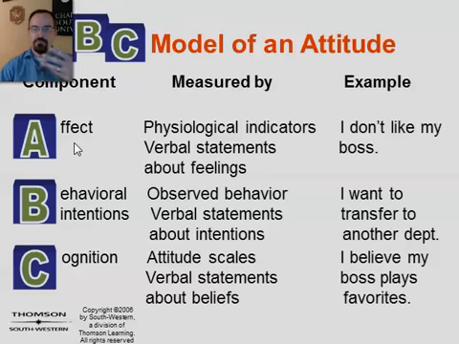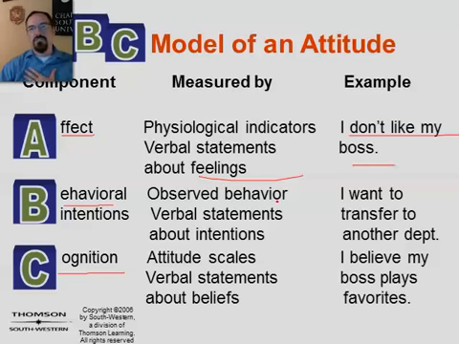Attitude comes in three different places. That's affect, behavior, and cognition. An affect is things like how you feel. I don't like my boss, for example, that would be affect. Behavior is what you do, okay? And so if, because of that, you want to transfer to another department, that's a behavior. And then cognition deals with how you're thinking, so attitude scales, or so I believe that my boss plays favorites, or something along those lines. That would be the cognition behind the feeling, which is the affect, and which leads to the behavior.